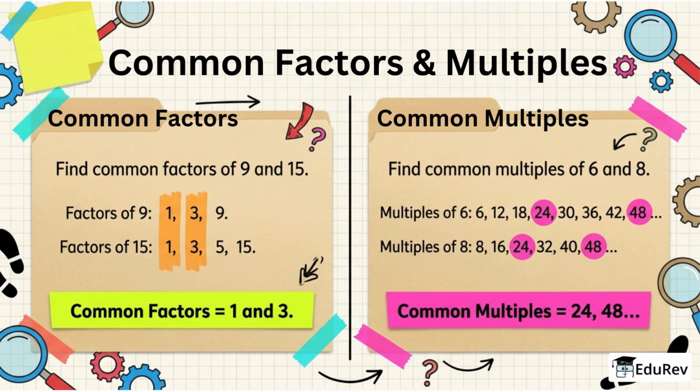Now let's find the common multiples of 6 and 8. The multiples of 6 are 6, 12, 18, 24, 30, 36, 42, 48, and so on. The multiples of 8 are 8, 16, 24, 32, 40, 48, and so on. Their common multiples are 24, 48, and they keep going.